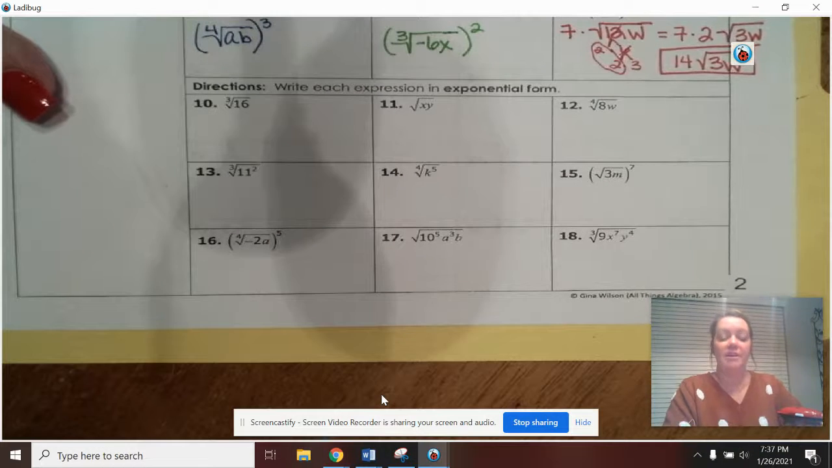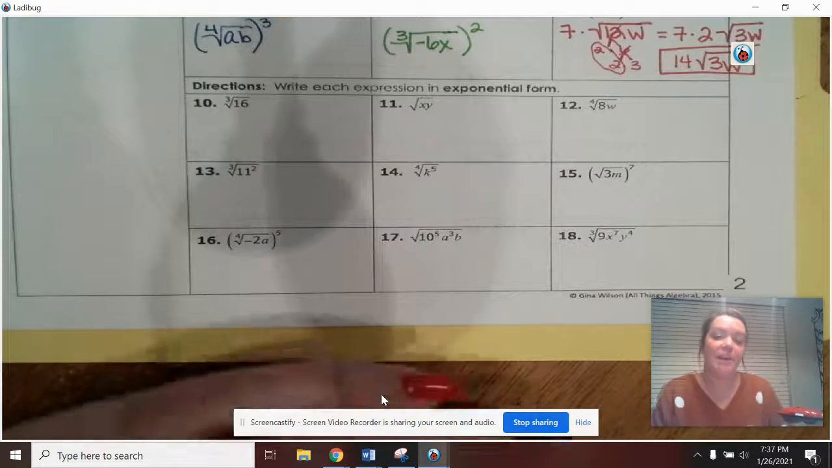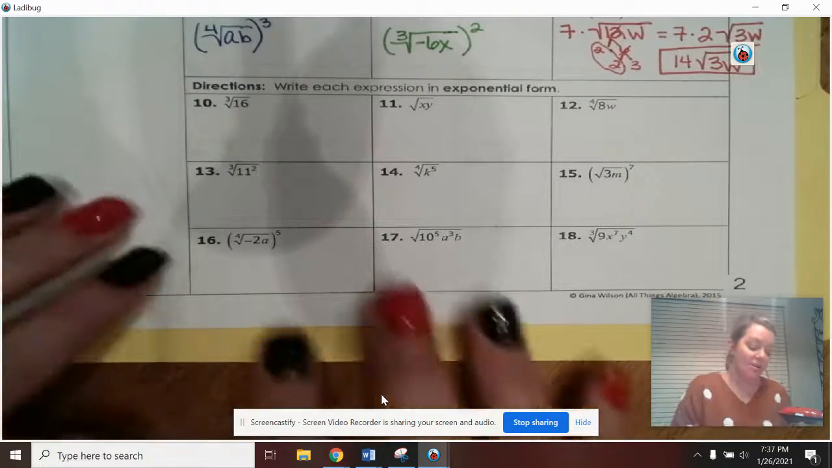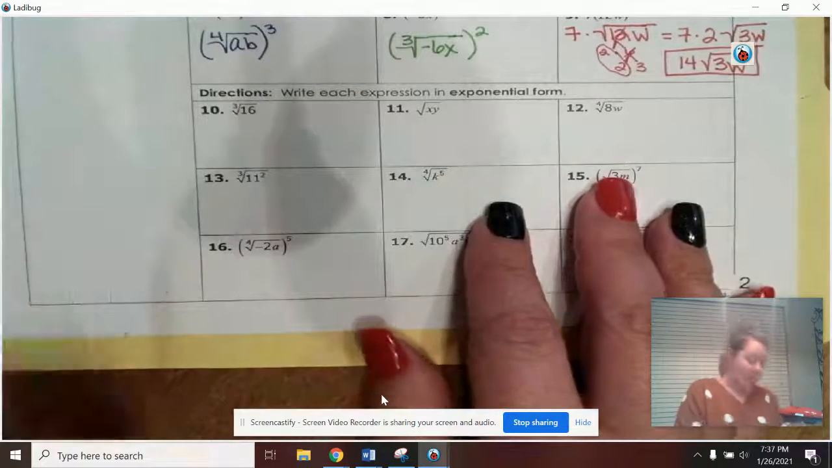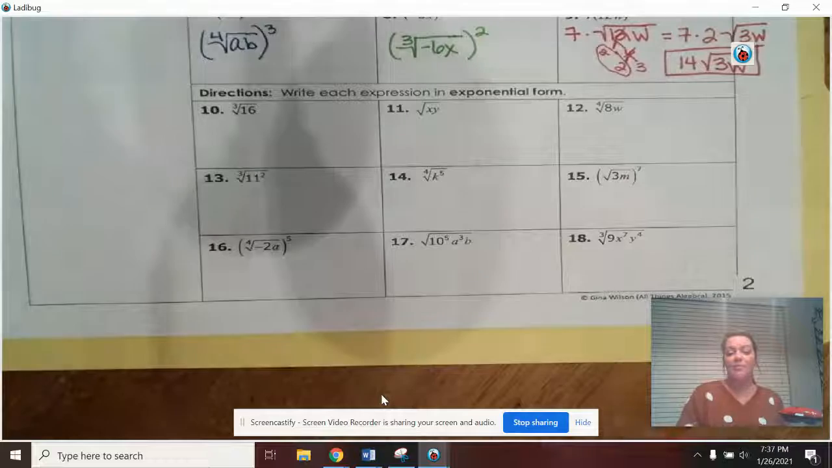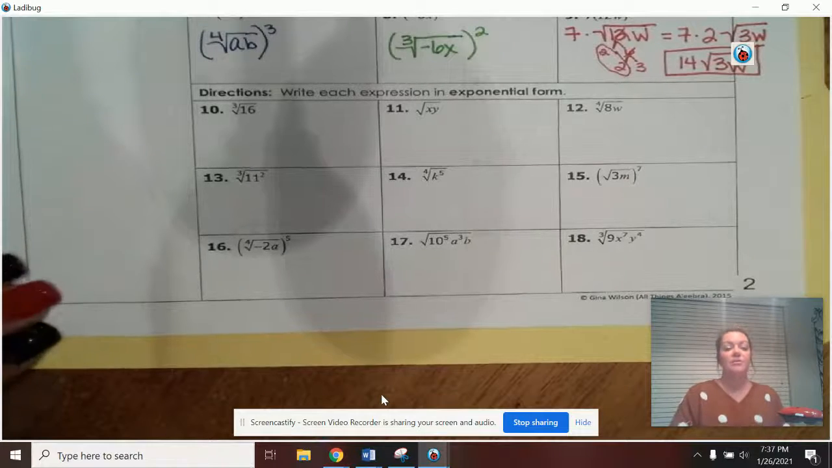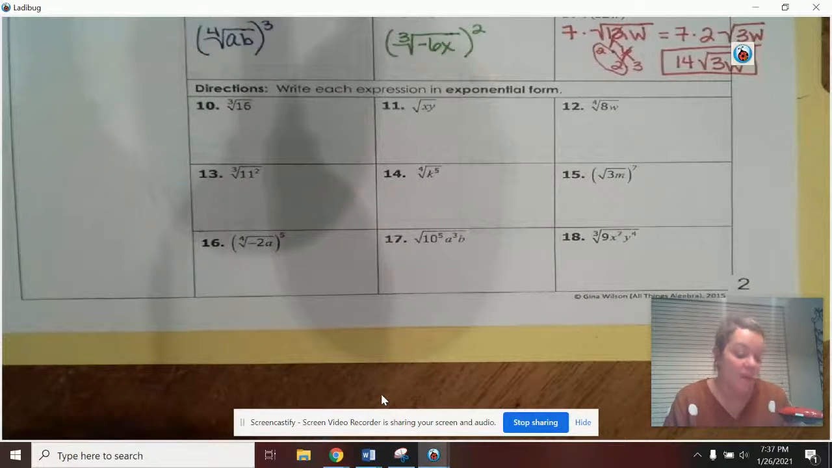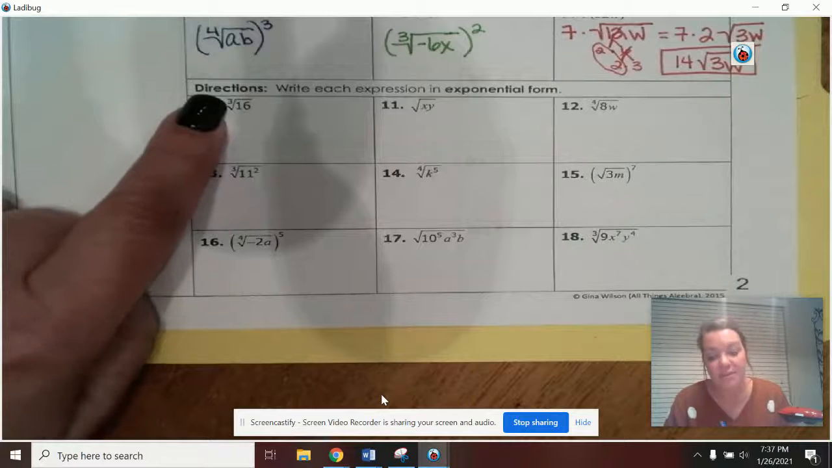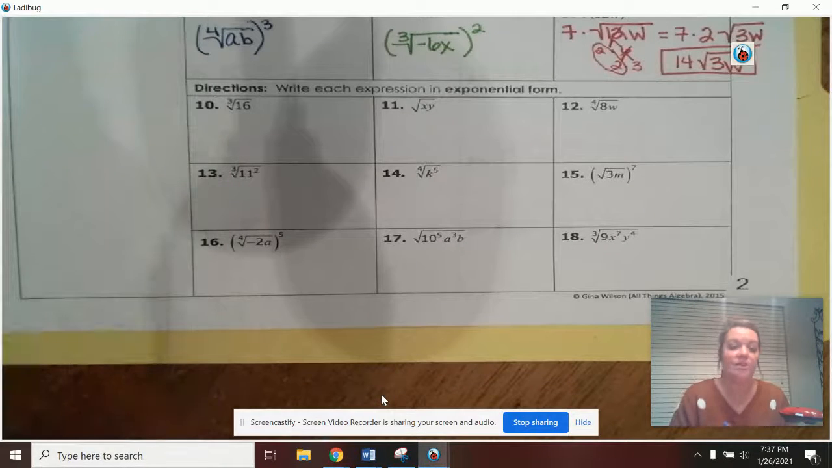Right, continuing on here, we're going to write each expression in exponential form. So now these are given to me with the radicals, and I need to turn around and write them with the exponential form. So we're kind of doing the opposite thing here. Remember, the number on the outside of your root is the bottom number in the fraction.